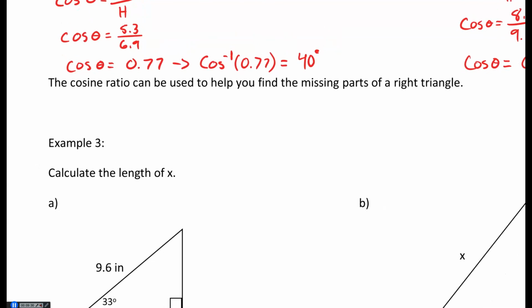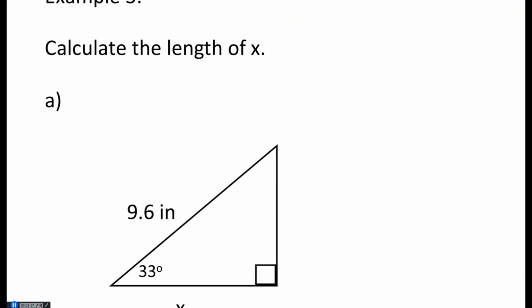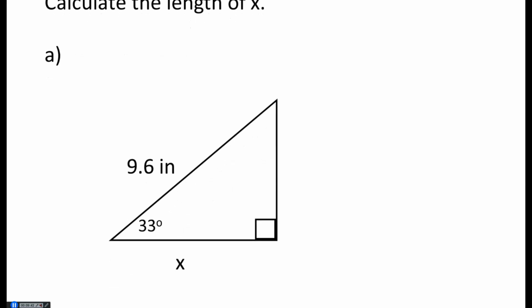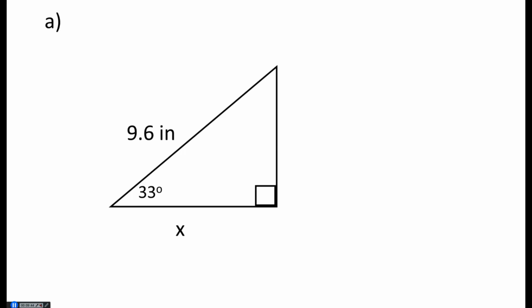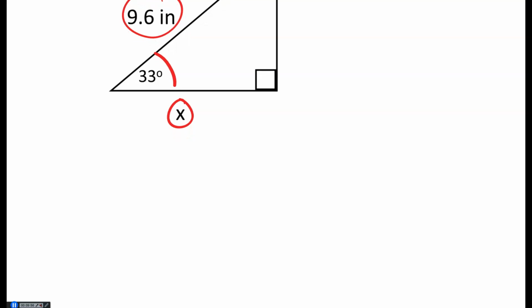Now the cosine ratio can be used to help you find missing parts of a right triangle. Remember, these have to be right triangles to use the cosine ratio. So we have this triangle here, and we have a missing side of x. We have an angle of 33 degrees and a hypotenuse of 9.6 inches. What we want to use is our cosine ratio. So we have cos theta equals adjacent over hypotenuse.